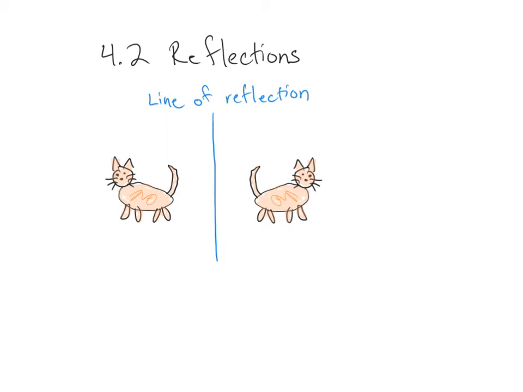So our original image, we'll call that M. Our new image, we'll call that M prime, is always equidistant over the line of reflection. It's the exact same image. We flip it over the line of reflection to get the new image. So let's try some other examples.